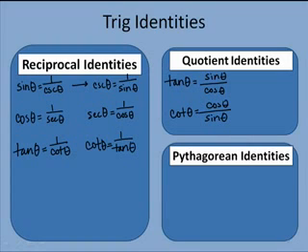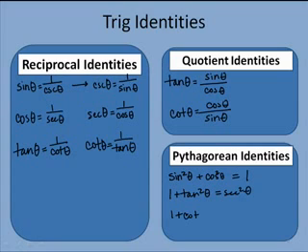Now, let's write down our Pythagorean identities. Sine squared theta plus cosine squared theta equals 1. 1 plus tangent squared theta equals secant squared theta. And 1 plus cotangent squared theta equals cosecant squared theta.